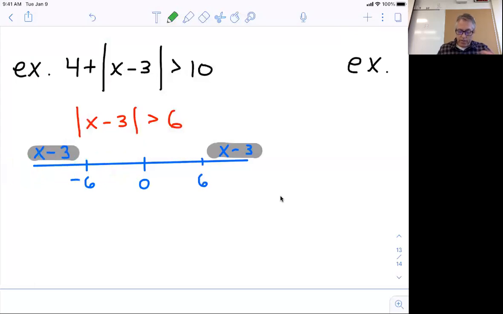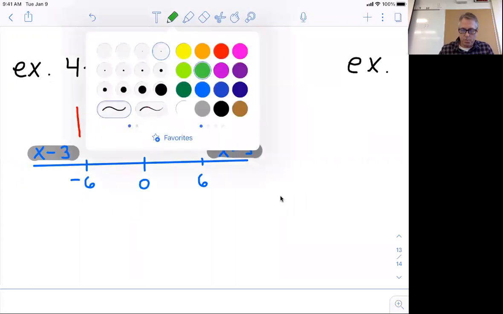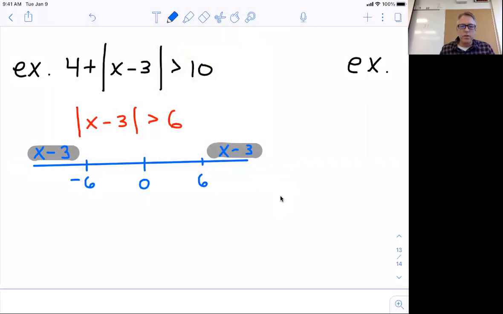Like -9, or -10, which is way out here. If I went to -10, that would be 10 steps to get out there. That would be more than 6 units away. So I want it to be to the left of -6 because that puts me more than 6 units away from 0. All right, I'm hoping that helps. I know this is a little tricky, takes some time.